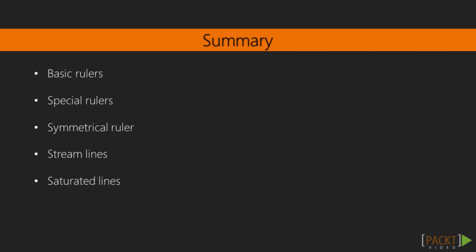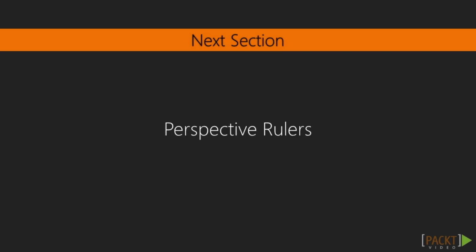In this section, we've covered many different tools. We started with the basic rulers like linear and curve, then moved into specialty rulers like focus lines and concentric circles. We also learned about the symmetrical ruler and how to use it to create mirrored designs. Then we talked about two more groups of tools, the streamlines and the scattered lines categories. In the next section, we're going to talk about one of the coolest features in Clip Studio Paint, perspective rulers. Tune in and I'll see you there.